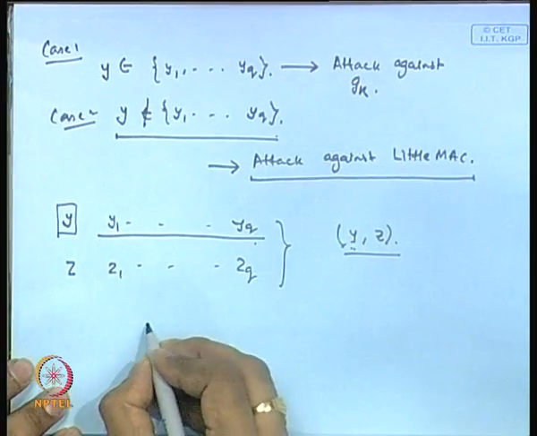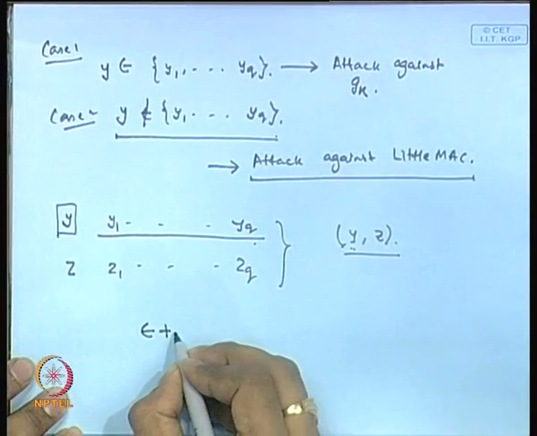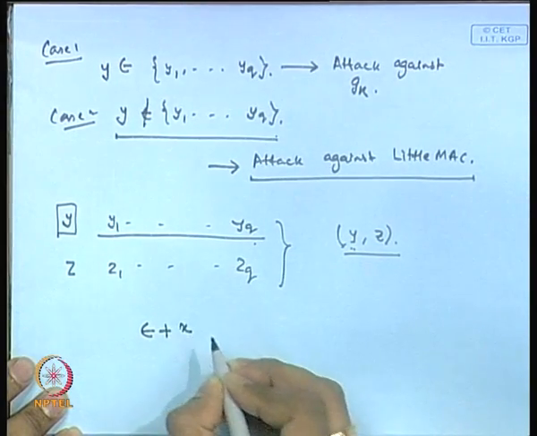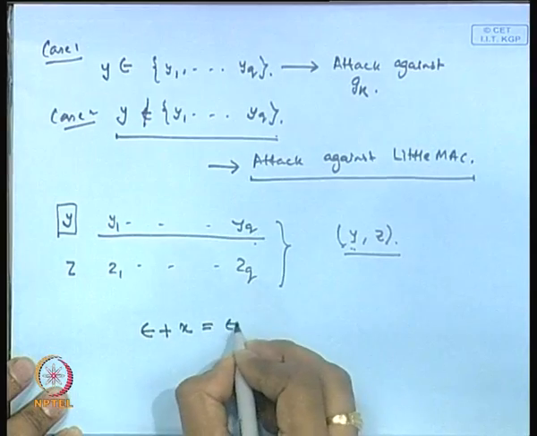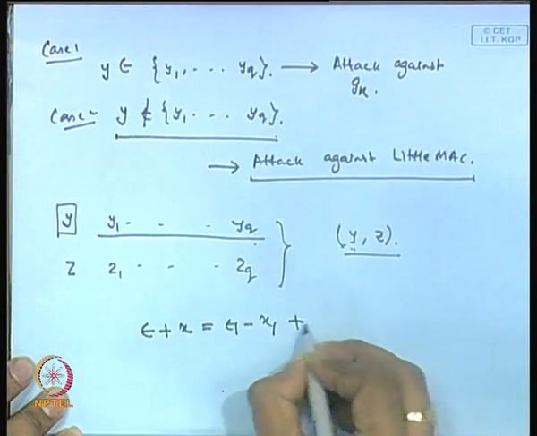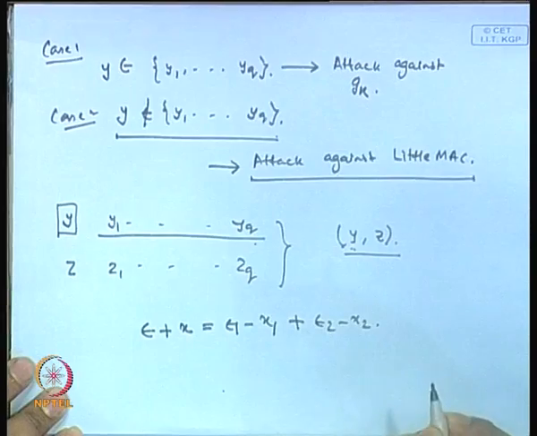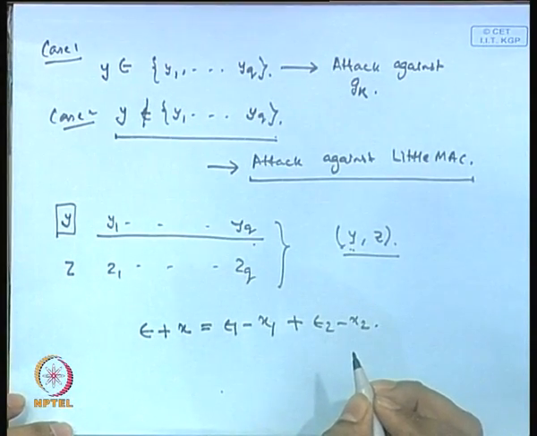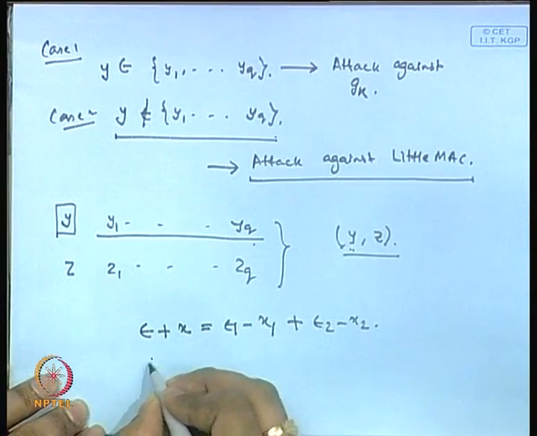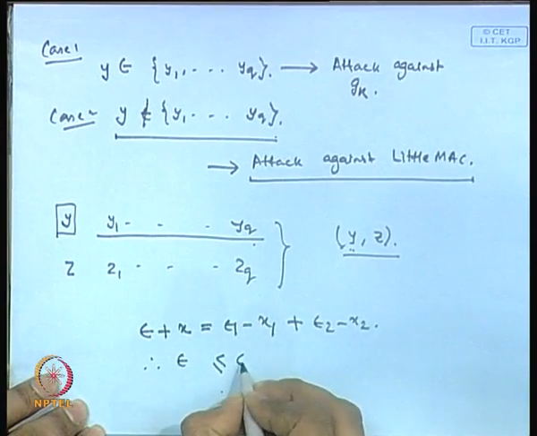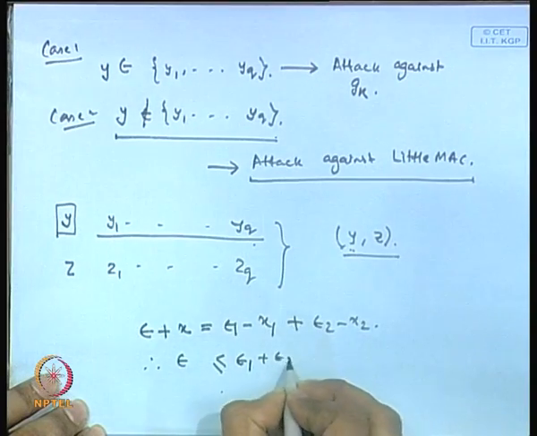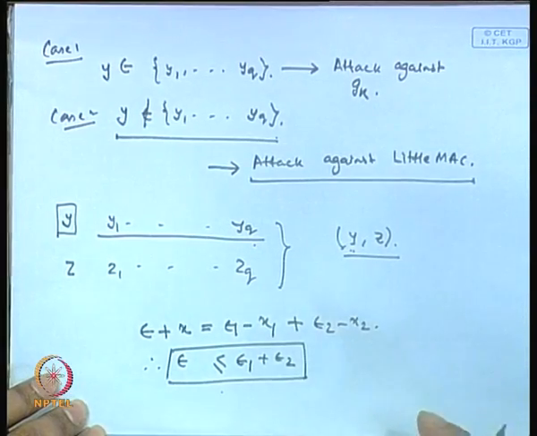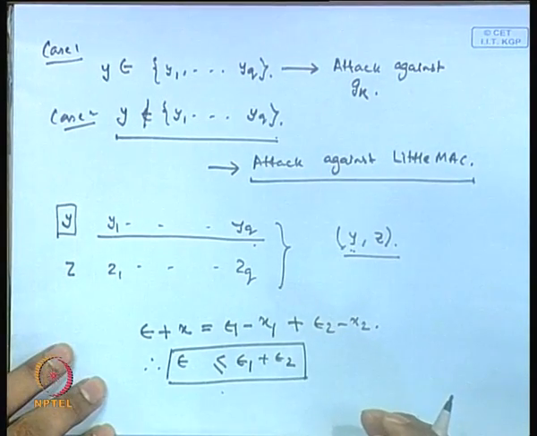Now to justify this, what is the probability of success of the big Mac attacker? It was epsilon, which is equal to epsilon 1 minus x1 plus epsilon 2 minus x2, because either of the two cases can occur. Therefore I can justify that epsilon is at most epsilon 1 plus epsilon 2, because all the x values are greater than or equal to 0.